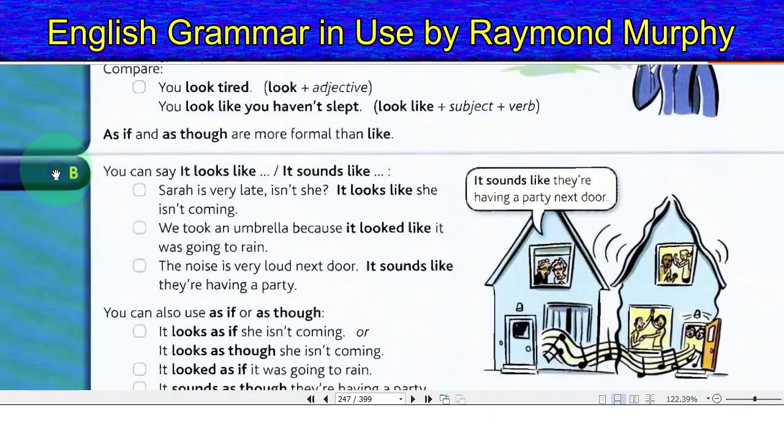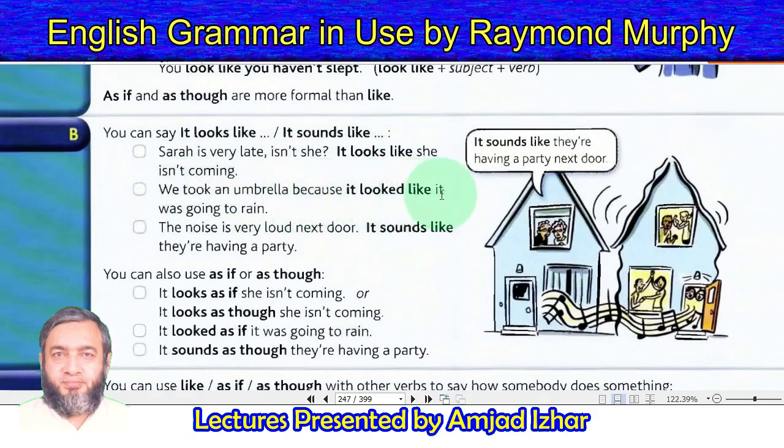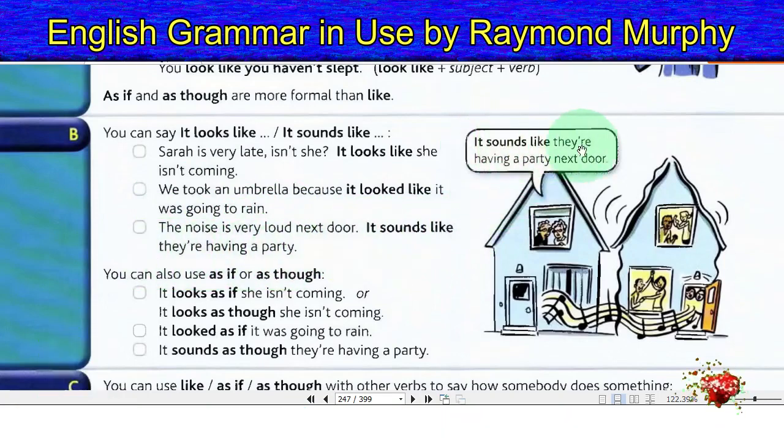B. You can say it looks like, it sounds like. Sarah is very late, is not she? It looks like she is not coming. We took an umbrella because it looked like it was going to rain. The noise is very loud next door. It sounds like they are having a party next door.